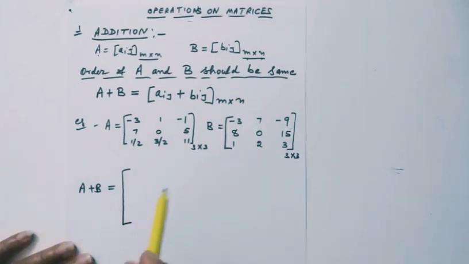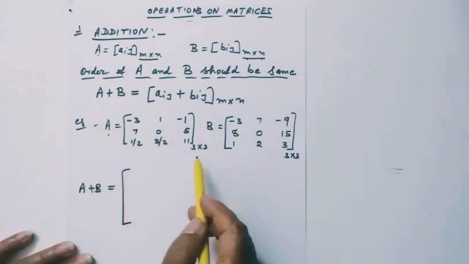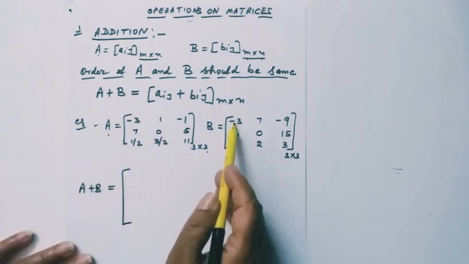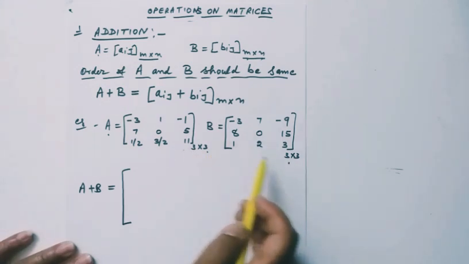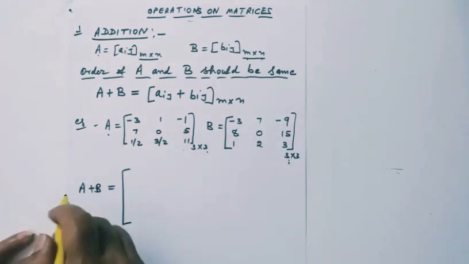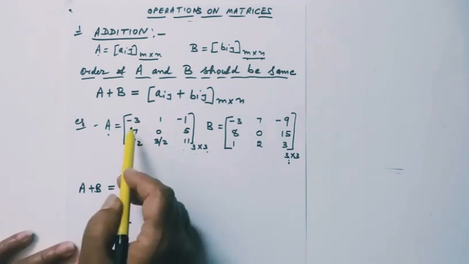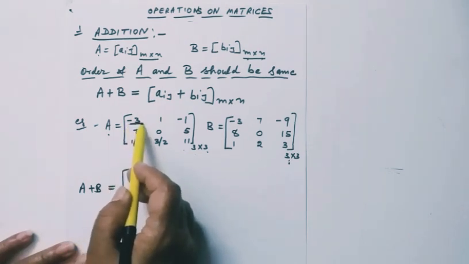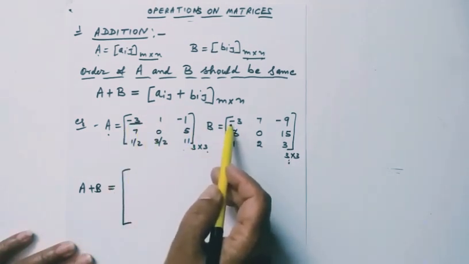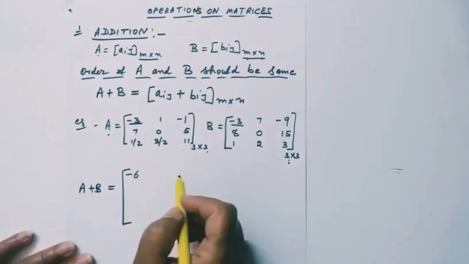So let us understand this elaborately with the help of an example. Consider this matrix A. This is a 3 by 3 matrix. Consider another matrix B. This is also a 3 by 3 matrix. Now since their orders are the same, I can add them. How do I add them? As I told you, we are going to add them element wise. Element wise means this element A11 will be added to the element B11. So minus 3 is added to minus 3 and I get minus 6.